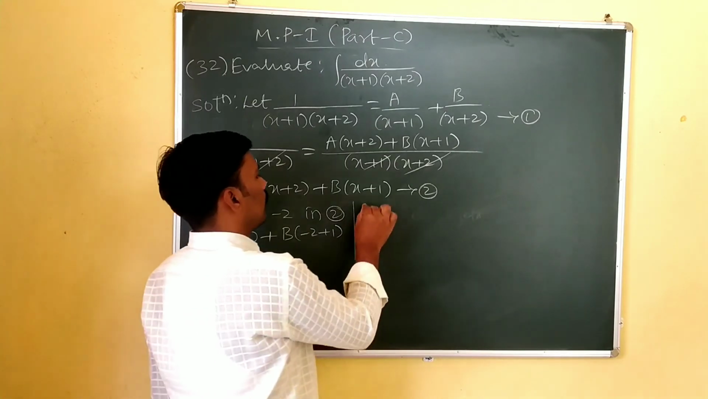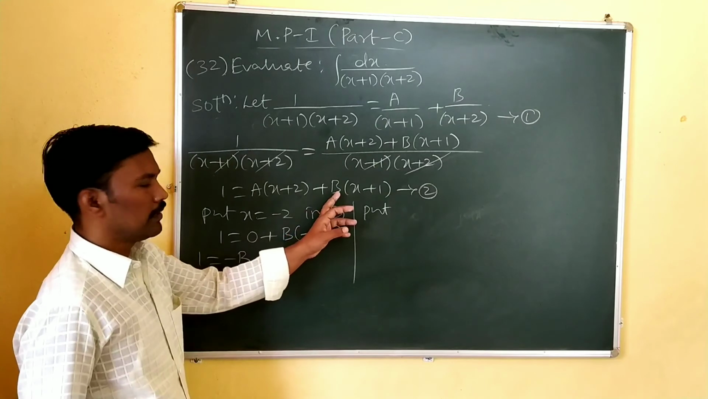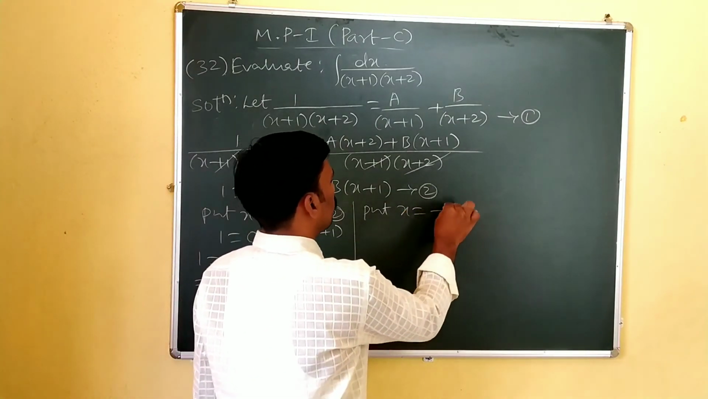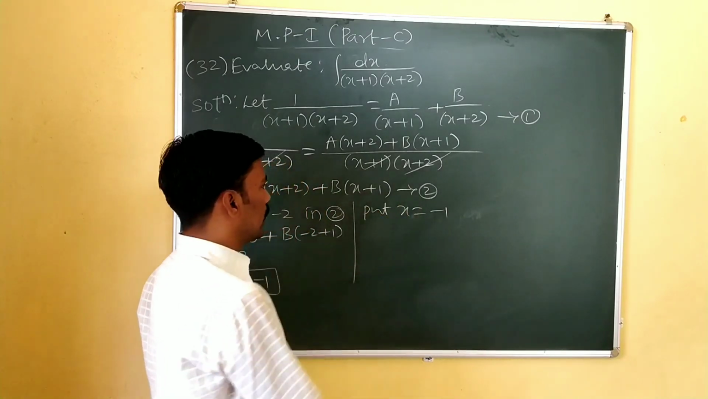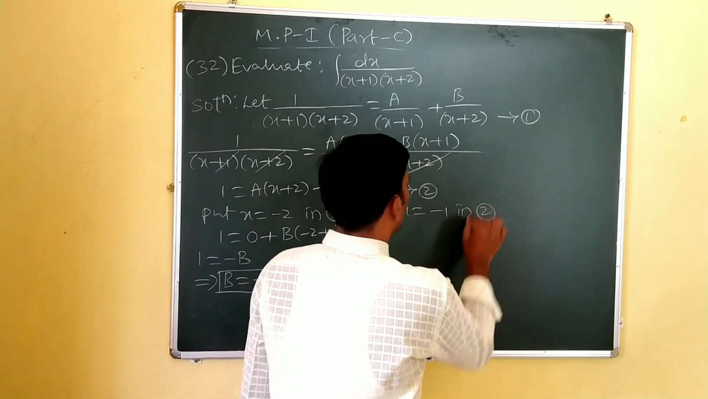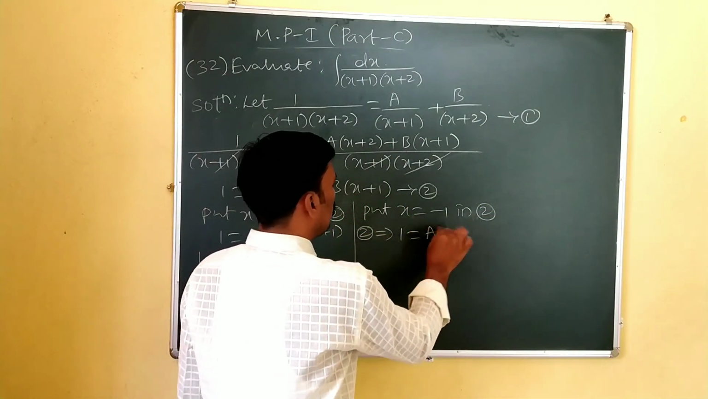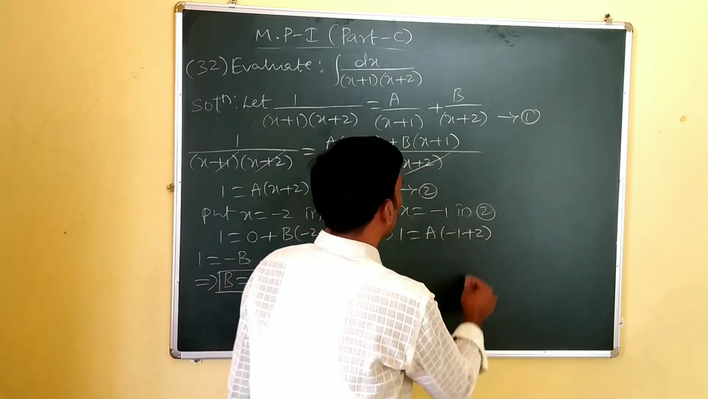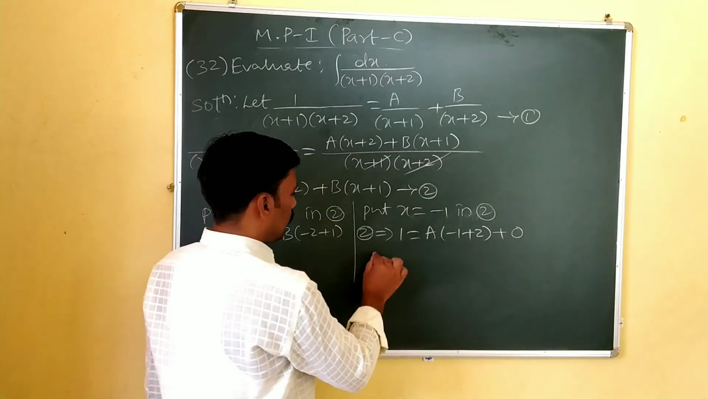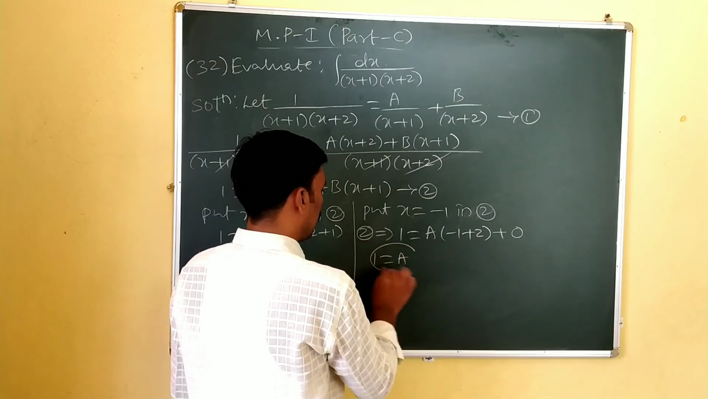Similarly, I got the b value. So now we have to make the second term 0. For that, put x is equal to minus 1. Minus 1 plus 1 is 0. 0 into b is 0. Put x is equal to minus 1 in equation number 2. Now equation 2 implies 1 is equal to a into minus 1 plus 2 plus 0. The second term is 0. And then 1 is equal to minus 1 plus 2, which is plus 1. So simply it is a.